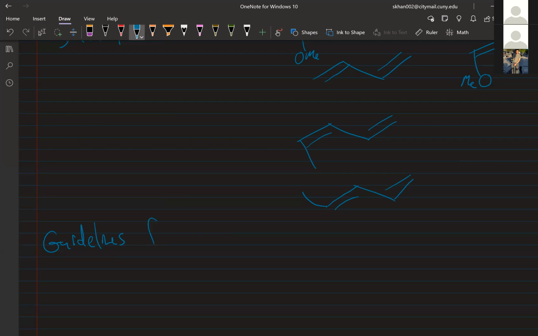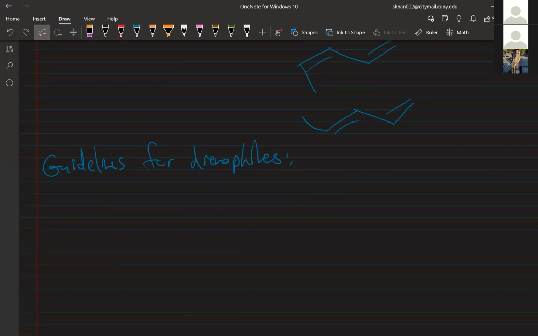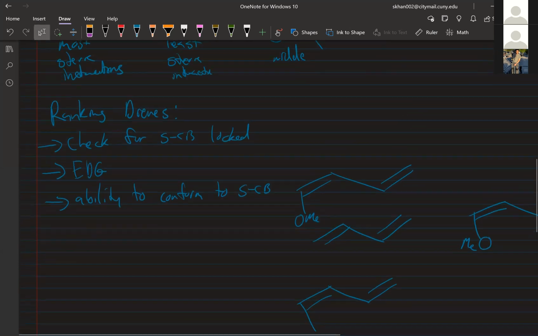So it's electron withdrawing, and yet it's still ortho-para when it comes to electrophilic substitution, right? Halogens? Yeah, they're ortho-para directing. They're deactivators, but they're ortho-para directing. And that's the only exception, in terms of directing effects. Okay, thank you. So guidelines for dienophiles are kind of similar.